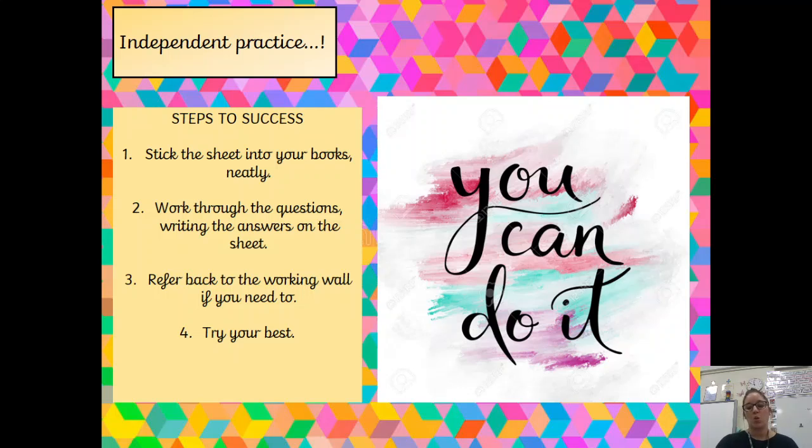Okay, so you've got cool, mild and spicy under the resources, and then the answers are there for somebody at home to either go through them with you or to give them to you after to self-assess your work. Okay, so you can stick the resource into your books, work through the questions, you can write on the sheet again, okay, and refer back to the PowerPoint, or there's no working wall if you're at home, but refer back to the PowerPoint, rewind if you need to, and just try your best.